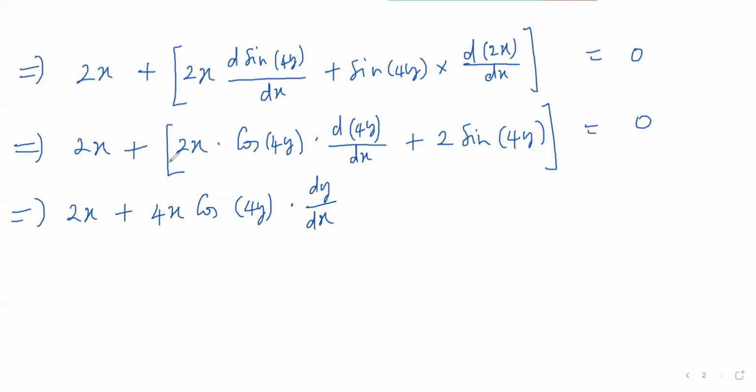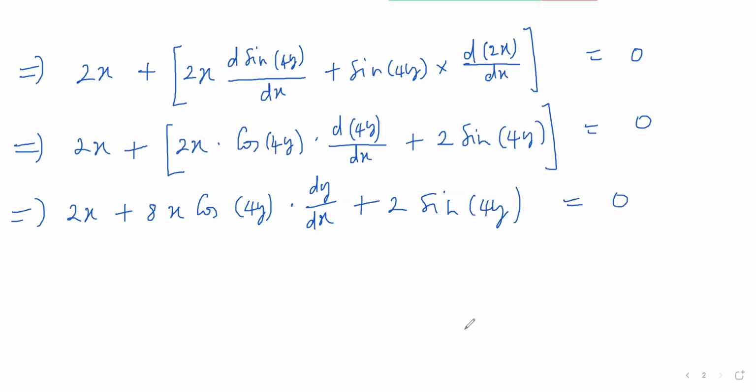Okay, let's look at it again. We've got 2x plus 2x multiplied by 4, which is 8x, not 4. So we have a bit of an error here. So let's fix that error. So in place of 4, we'll put 8. This is 8 here. So it's 8x multiplied by cos of 4y, multiplied by dy dx. Okay, so we add this to 2 sine of 4y. So that's equal to 0.